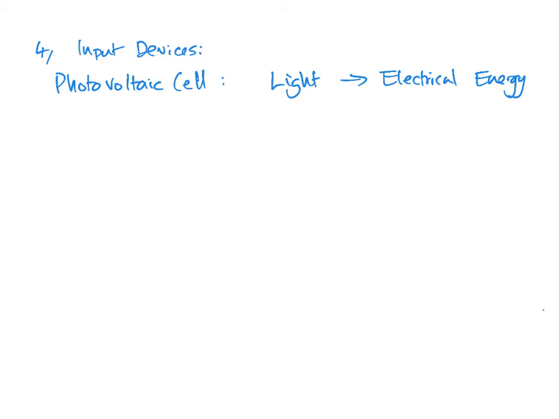Okay, so photovoltaic cell. Other device called a thermocouple. And since all of them are input devices, the right-hand energy is always going to be electrical. They're all changing other energies into electrical energies.